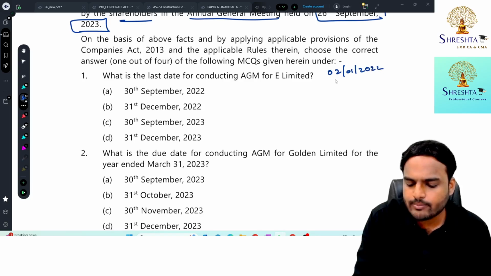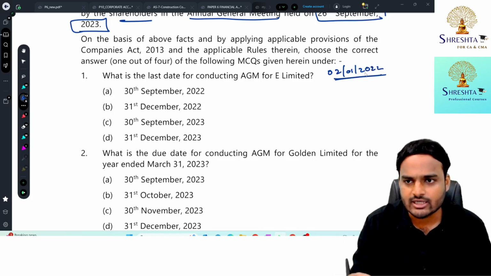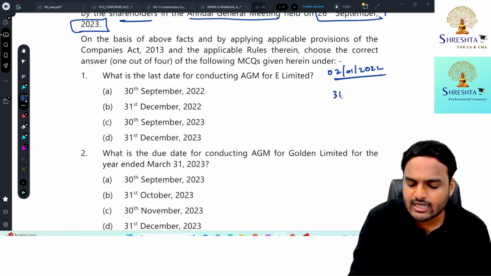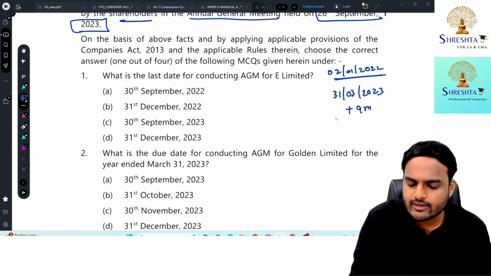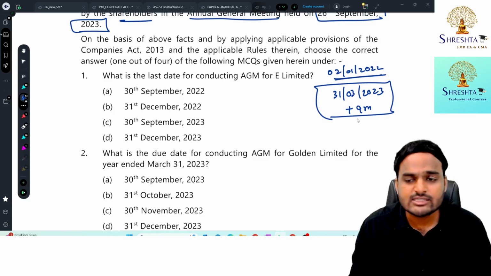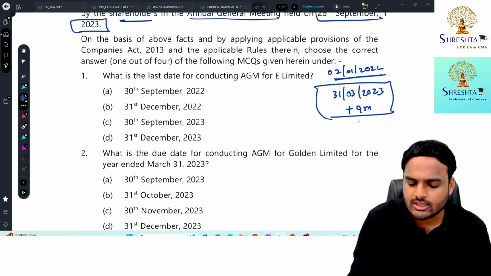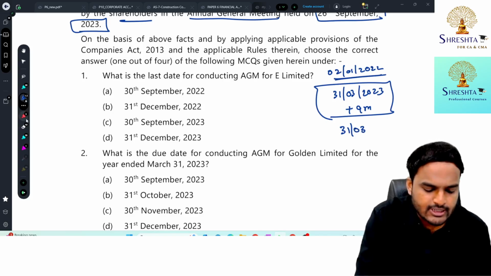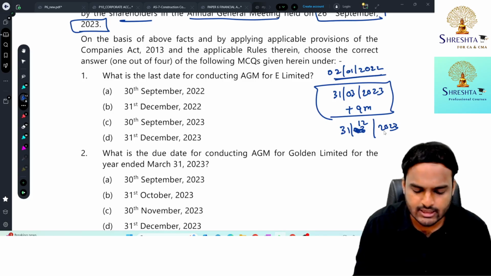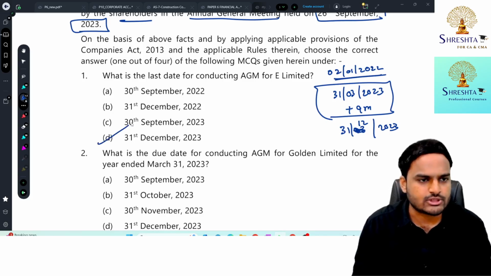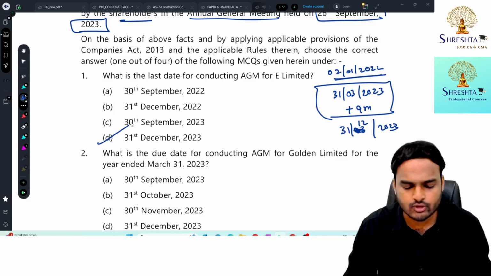If a company is incorporated on or after 1st January, then financial year closure date shall be 31st March of the following year. That means 2023. Add 9 months. What is the due date for first AGM? 9 months from the closure of first financial year. Add 9 months, so the date will be 31st December 2023. So D is the correct option.